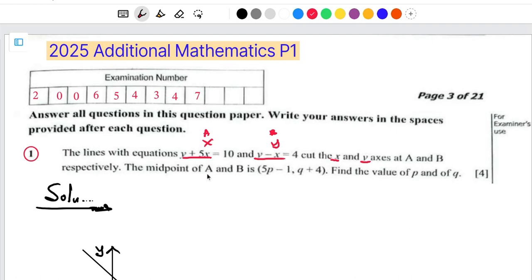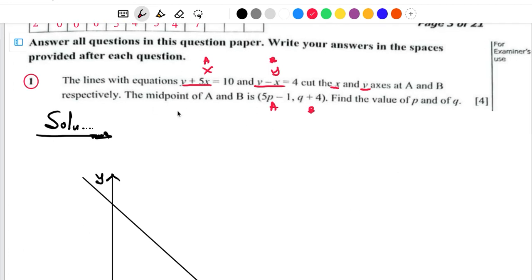The midpoint of A and B is (5p - 1, q + 4). So this is representing A and this is part of B. Then find the value of p and the value of q. So let's collect the data we have here. The midpoint for A is going to be equal to 5p - 1, and the midpoint for B is going to be equal to q + 4.